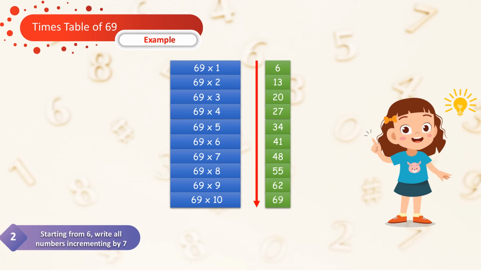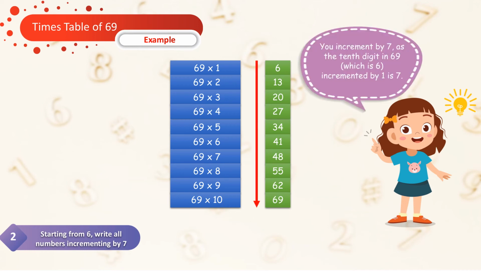Again, the order is very important, so you need to come from top to bottom. The other key thing here is you always increment by 7 because the 10th digit in 69 is 6. When you add 1 to 6, you get 7. So you have to keep adding 7 at every leg. So that completes step 2.